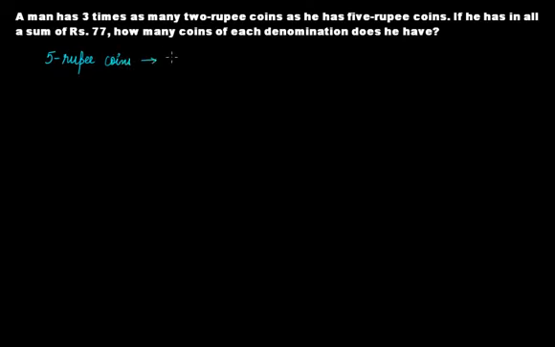So if 5 rupee coins is x coins, what will be the quantity of 2 rupee coins? That will be 3x, because it is 3 times the quantity of 5 rupee coins. Okay, now the second line says that he has in all a sum of rupees 77, it means that the value of 5 rupee coins and the total value of 3x coins makes what? That is actually equal to rupees 77.